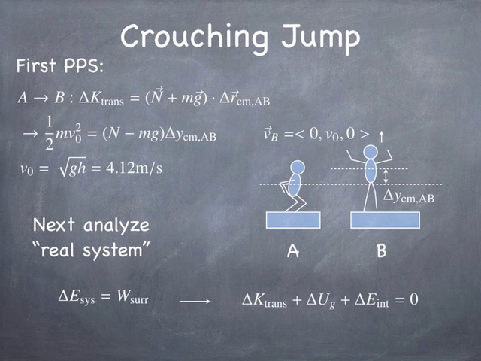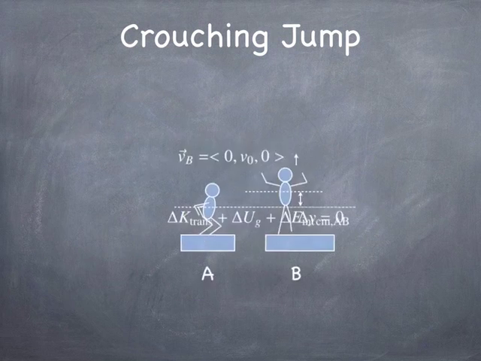Because we've got the jumper included, we've got his change in translational kinetic energy. We've also got the earth included, so we get a change in the interaction potential energy between the jumper and the earth. And I'm going to say that there's a change in the internal energy of the jumper, but there's no work done on the jumper by the surroundings, because the contact point between the earth and his feet does not move, so the earth actually isn't doing any work on the jumper. So those have to add up to 0.